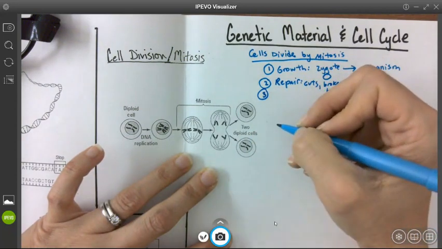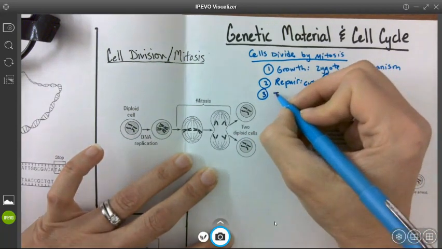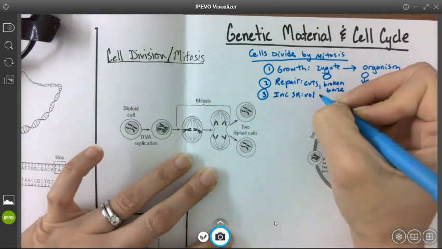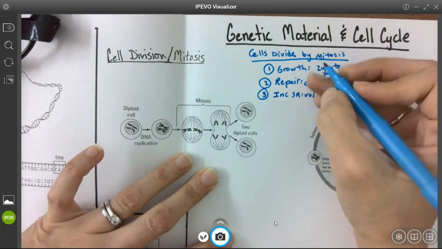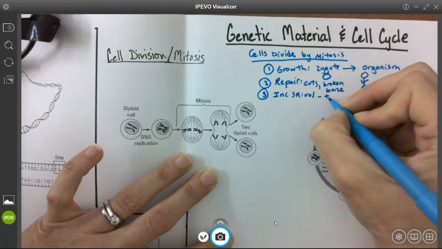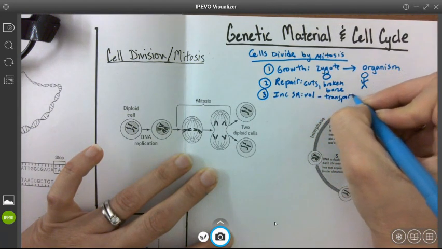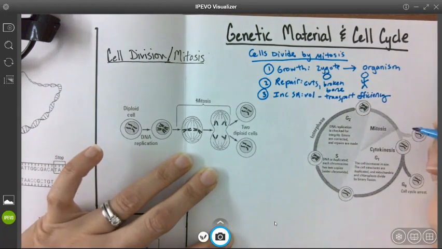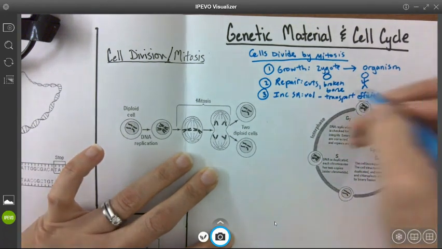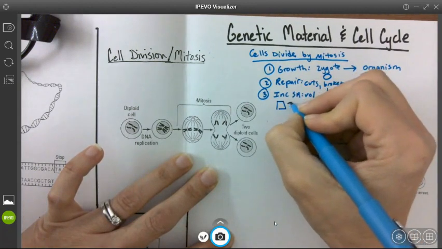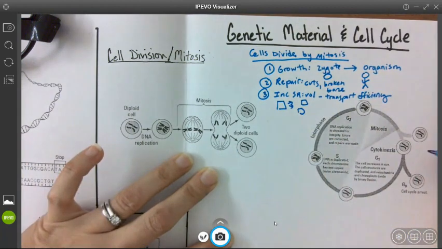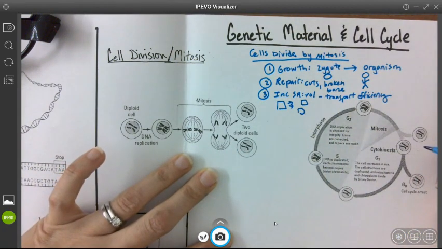3, and this kind of fits into these other ones as well, we need to increase surface area to volume ratio. This helps with transport efficiency. Because remember, small cells are more efficient. So if you have one large cell and you divide it into multiple smaller cells, this increases transport efficiency and helps the cell maintain homeostasis.